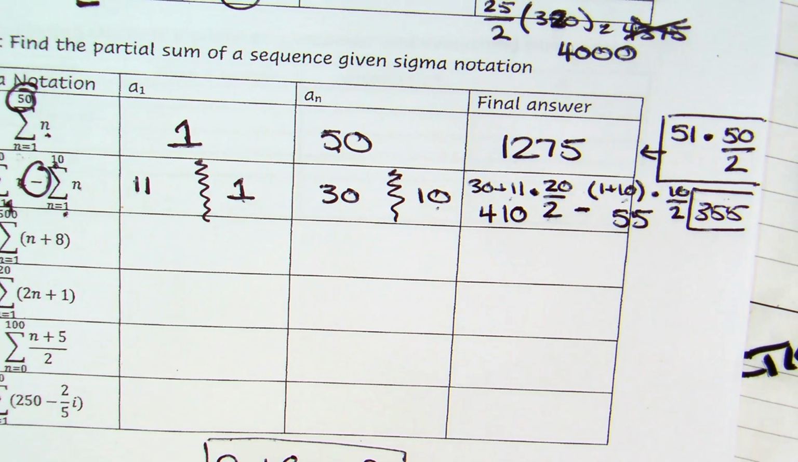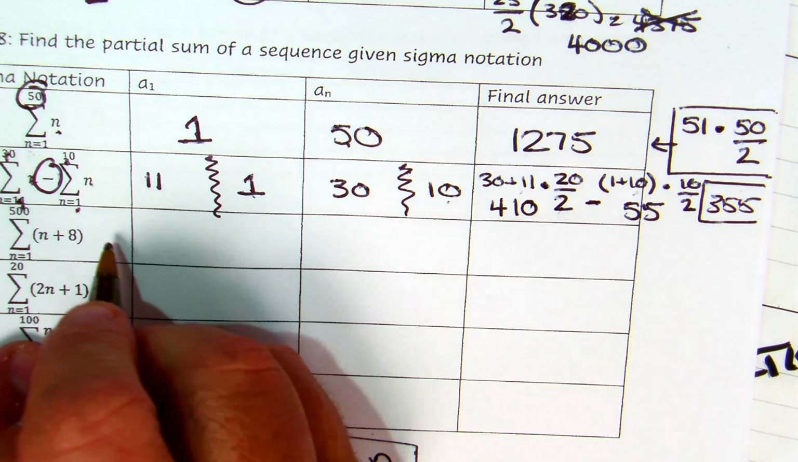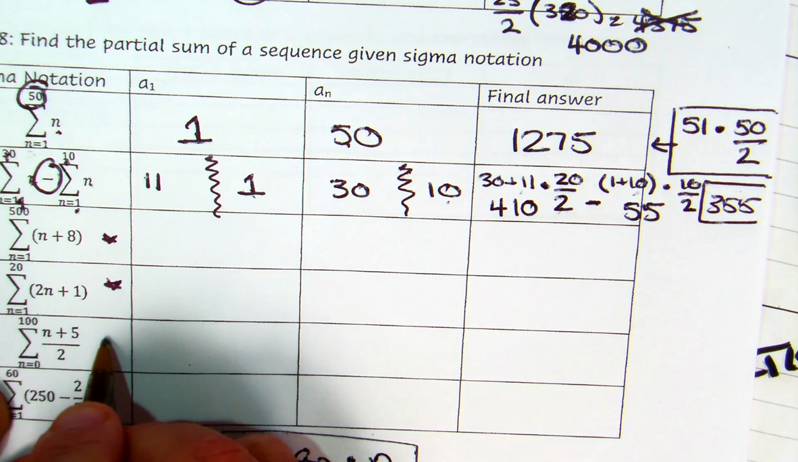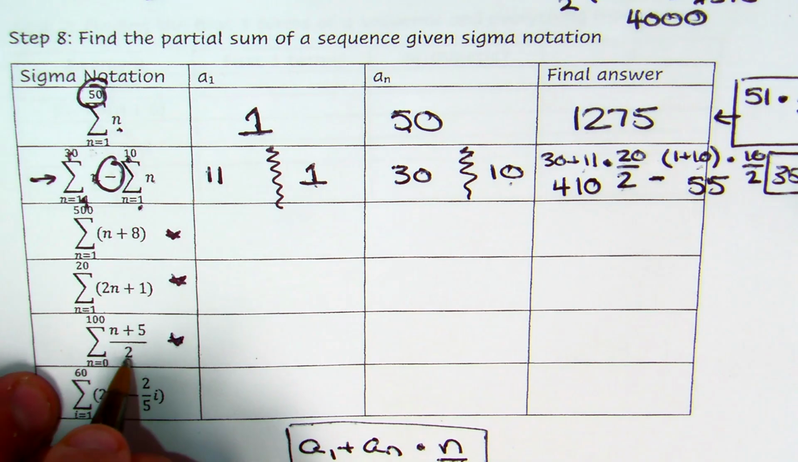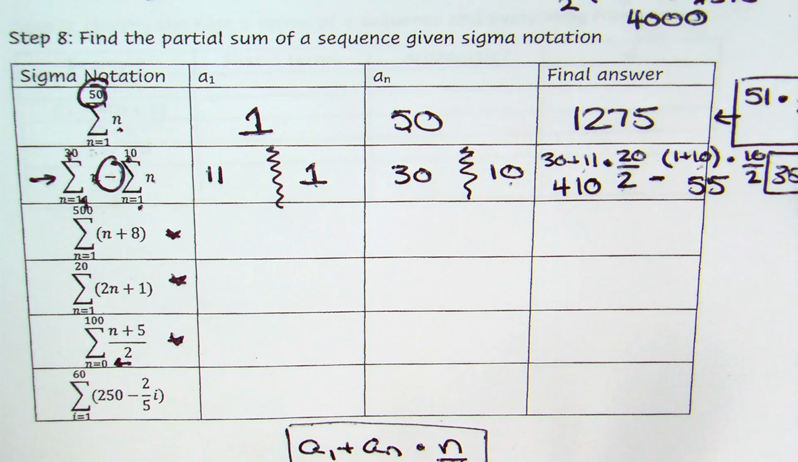All right? So if you would, keep that in mind. Work on those three, the next three. All right? Realizing this one starts at 0, not 1. So you got to make a small little adjustment with that.